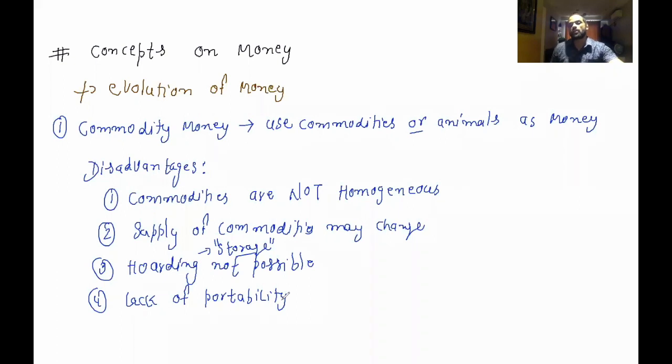Now, after commodity money, as we are discussing the evolution, it improved. The barter system was removed. After the commodity money era, a new era came. This is metallic money. Metallic money means any kind of money instead of commodities, which is in the form of metal.